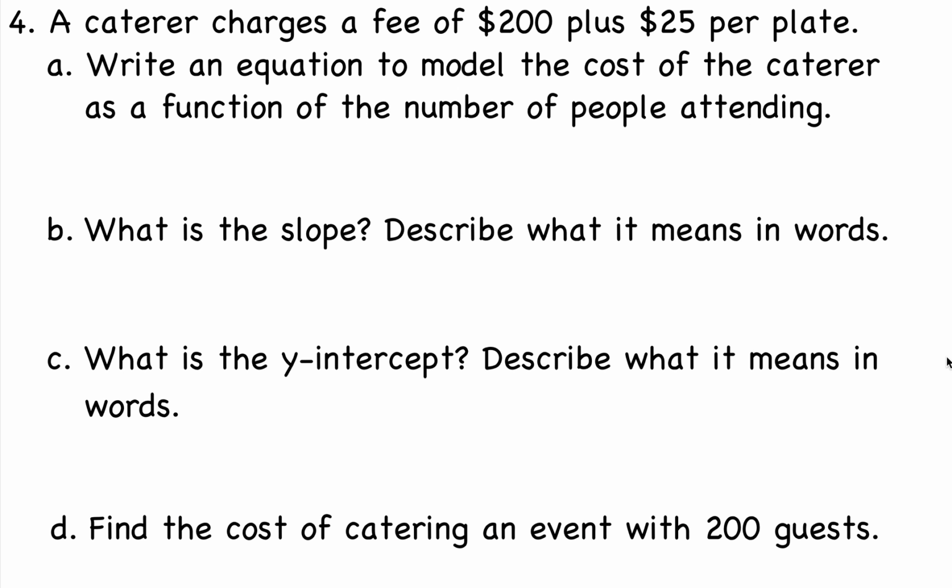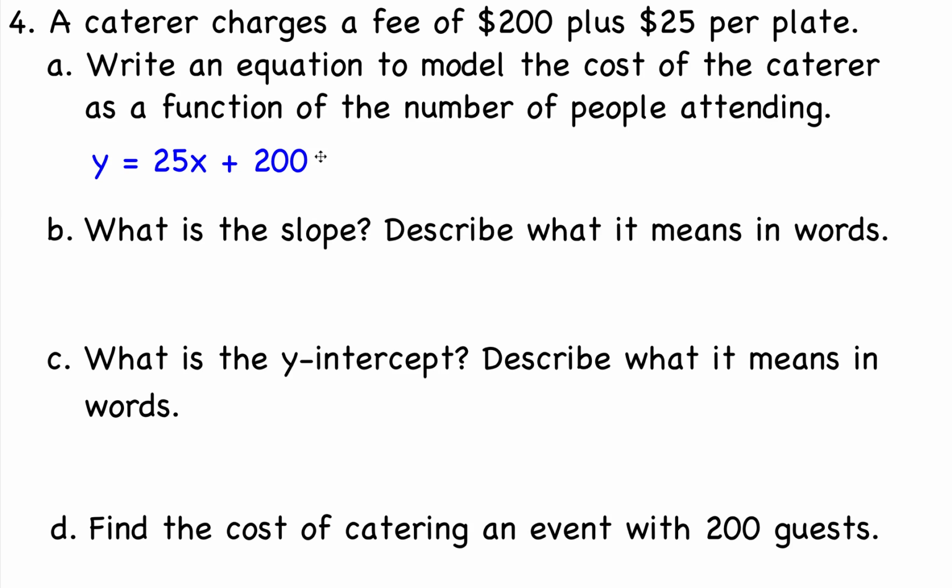Our last slide says a caterer charges a fee of $200 plus $25 per plate. Write an equation to model the cost of the caterer as a function of the number of people attending. Well, it's going to cost $25 for every person that attends, plus an additional $200 as a flat fee. So our function or our equation would be y is equal to 25 times the number of people, we're going to let that be x, plus 200.